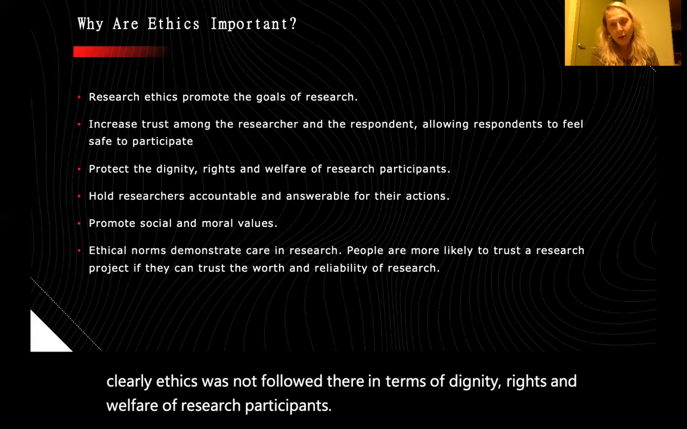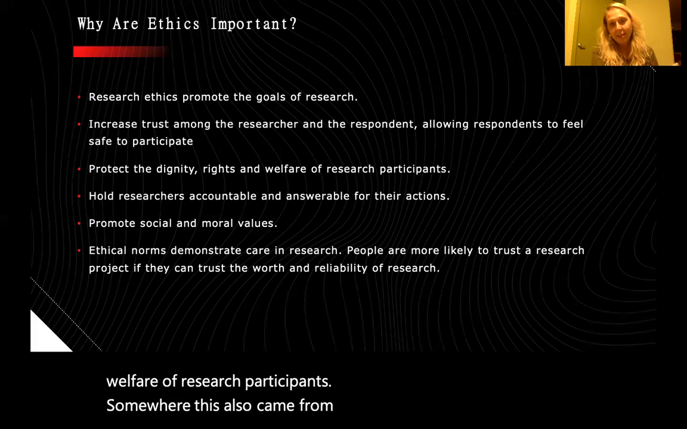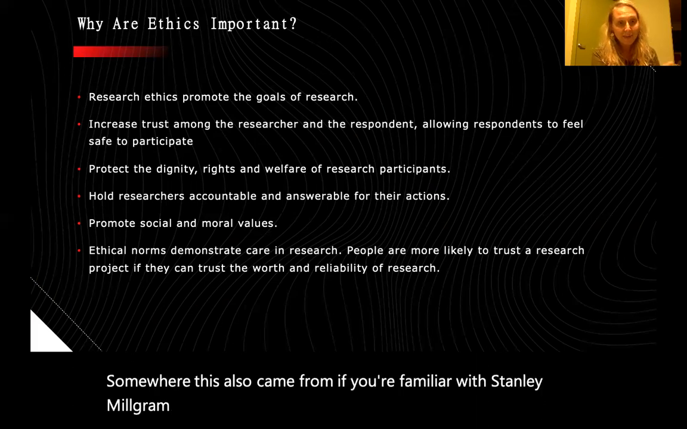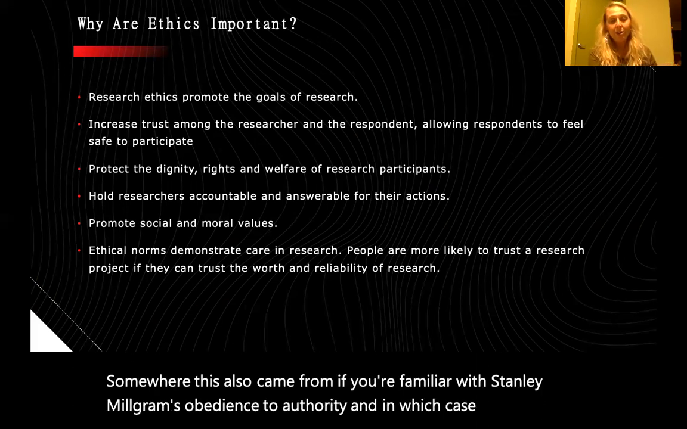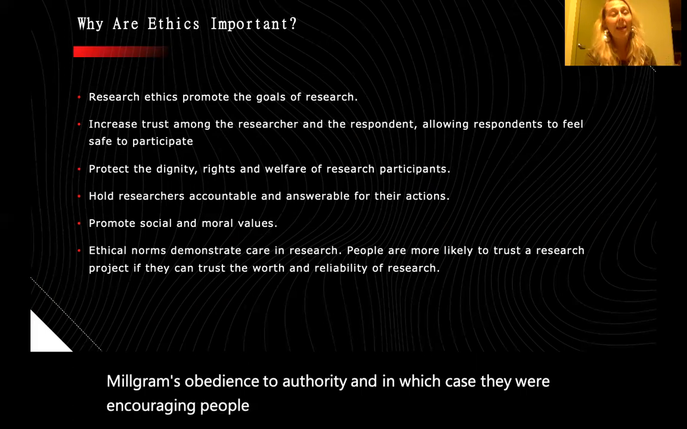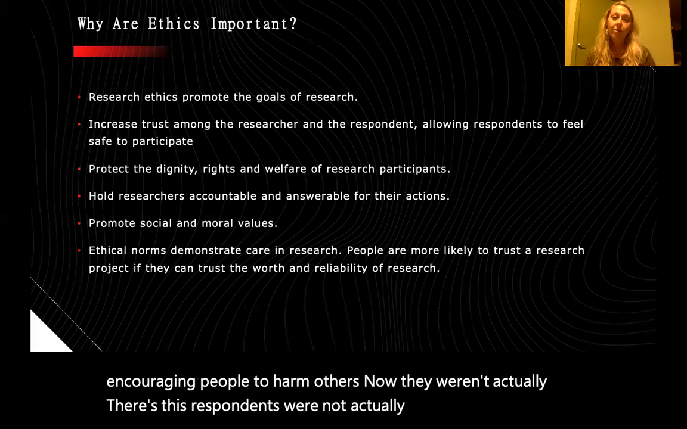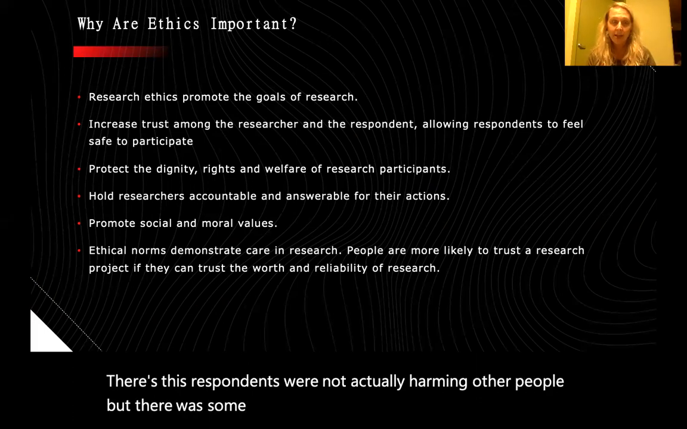Some of where this also came from, if you're familiar with Stanley Milgram's obedience to authority, in which case they were encouraging people to harm others. Now, those respondents were not actually harming other people, but there was some psychological damage to them from the anxiety of having to hurt other people.